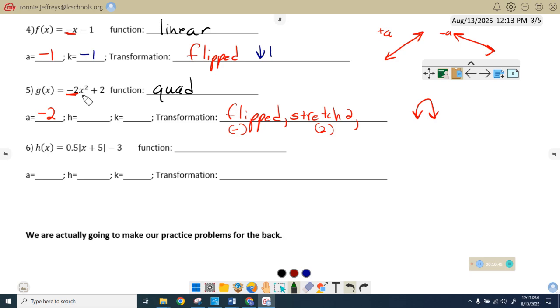All right, our H value. Where's the H in here with parentheses? Is there a number in here in parentheses with the X? No. So what would our H value be? 0. So we don't have to worry about a right or a left. And then right here, we have a +2. So up 2.